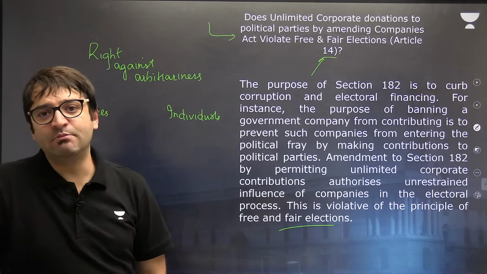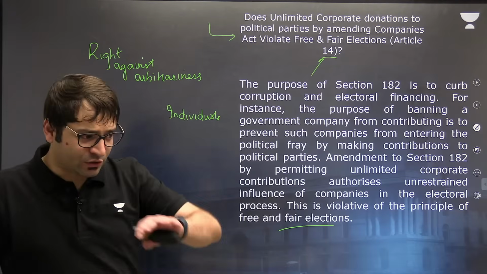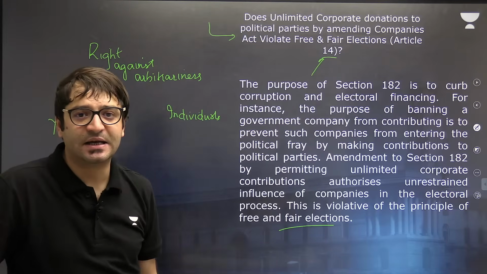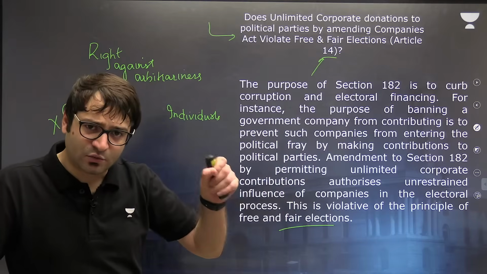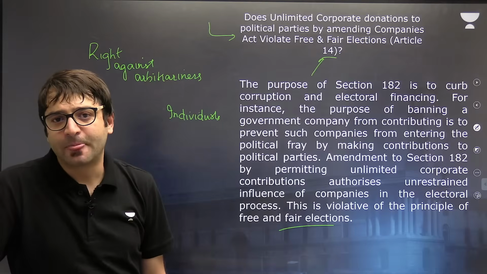And this amendment to the Companies Act, which allows loss-making companies and removes the limit to the amount of money that can be donated to political parties, is also unconstitutional because it violates Article 14, and it violates free and fair elections, which is part of the basic structure of the Constitution.